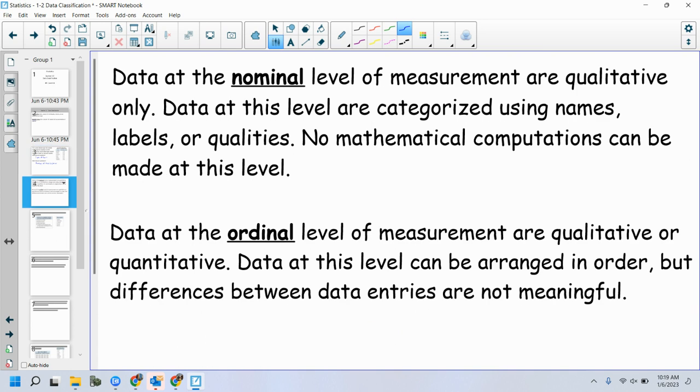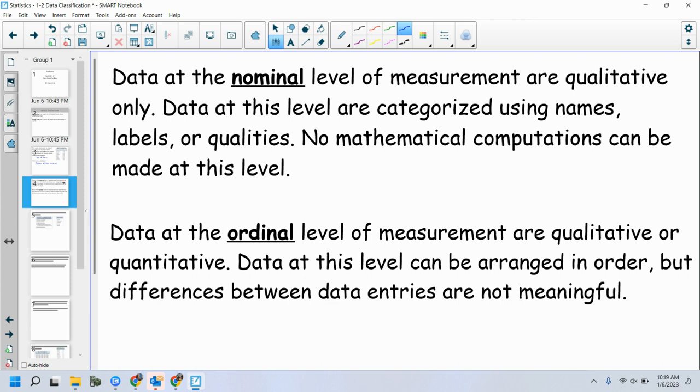Now, what we're going to start today is different levels and different classifications of data. We have these two branches where things can be qualitative or quantitative, but then there's different levels of measurement. For example, data at the nominal level of measurement is qualitative only. So if you classify a set of data as nominal, it is only qualitative.